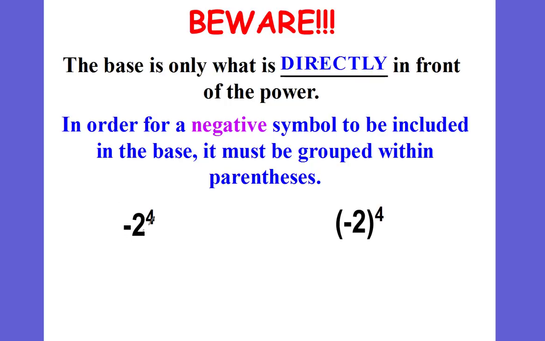Okay, if we have negative 2 to the 4th, I always think about what is the exponent touching. The exponent is only touching the 2, so only the 2 is going to be repeated. And since our exponent is 4, we're going to repeat it 4 times. So this is really negative 2 times 2 times 2 times 2. And 2 times 2 is 4, 4 times 2 is 8, 8 times 2 is 16. And then it's a negative. So this is a negative 16.